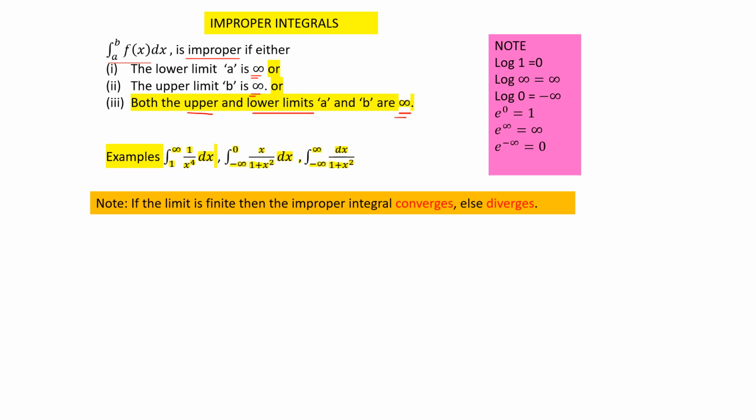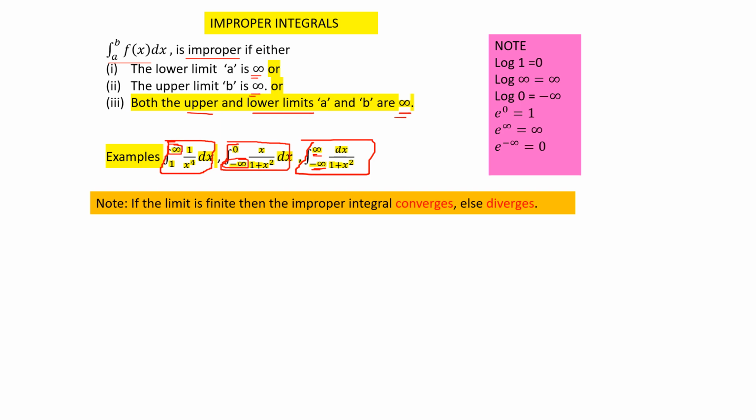Say, for example, I have something like this: integral 1 to infinity, 1 over x to the power 4 dx. So here my upper value of the integral is infinity. In the second example, we have minus infinity to 0, x over 1 plus x squared dx. So here the lower integral value is infinity. Or if you see the third case, here both lower and upper limits are infinity. So these are the cases we are going to discuss in this PowerPoint.